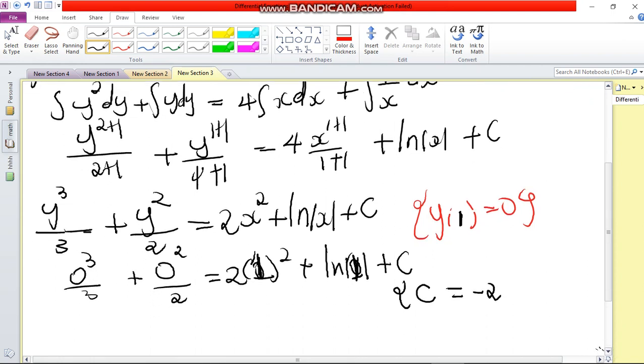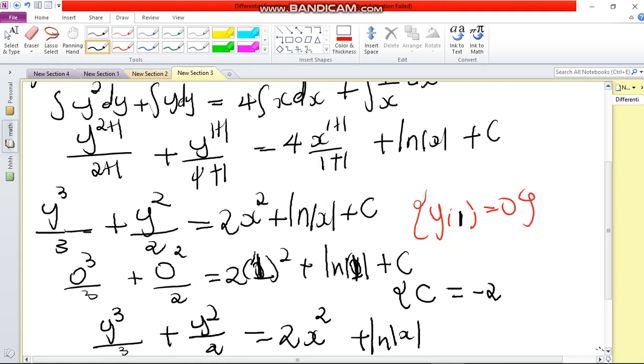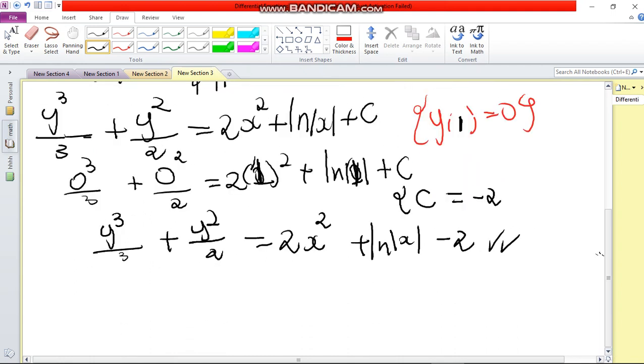Now let's write our final equation. This will be y cubed divided by 3 plus y squared divided by 2, which equals 2x squared divided by 2 plus the ln of x minus 2. So this will be our final equation. You can leave it like this, it's correct.